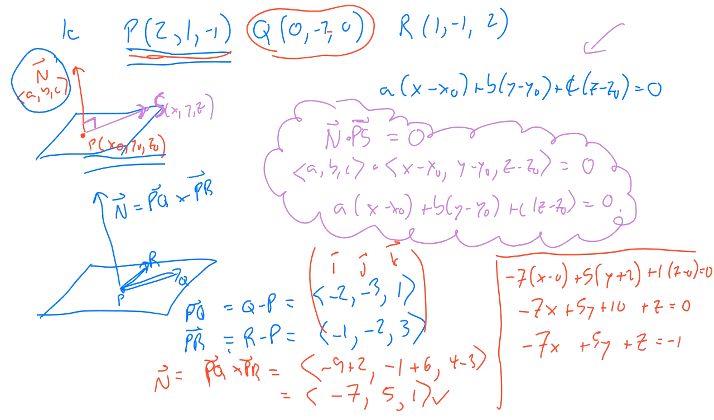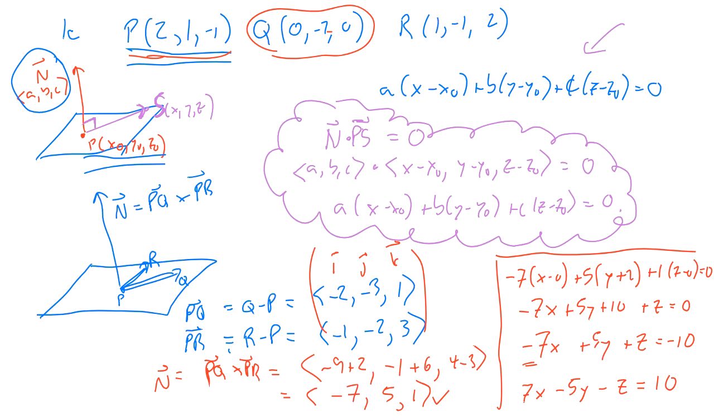And I don't really like starting the equation with a negative number, so I might multiply through by -1. It's correct both ways, but to me it looks better to have my leading coefficient positive. So 7x minus 5y minus z equals 10.